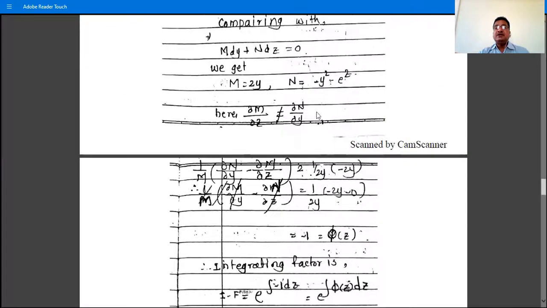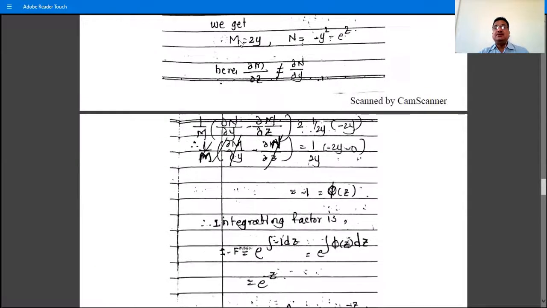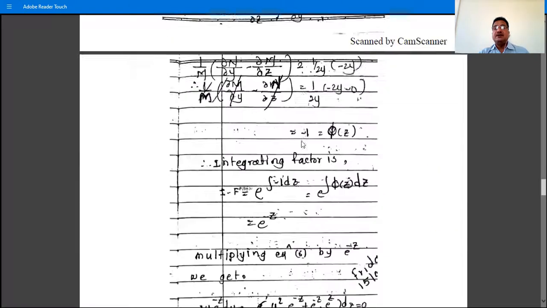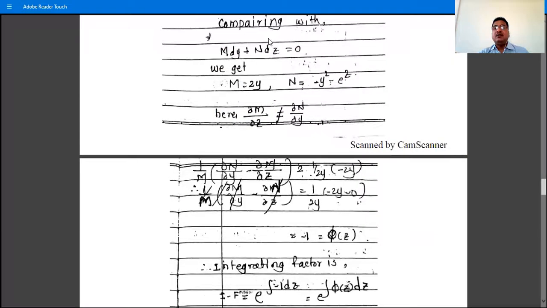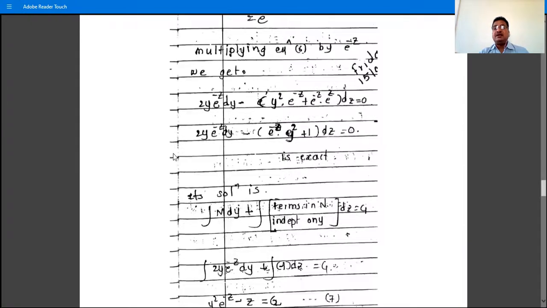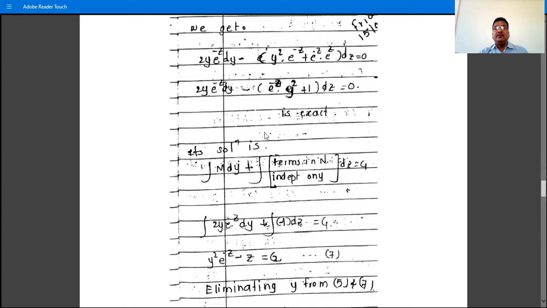So multiplying equation 6 by the integrating factor, that is e raised to minus z, what do we have? 2y e^(−z) dy minus e^(−z)(y² + 1) dz = 0. So 2y e^(−z) dy − e^(−z)(y² + 1) dz, and this becomes an exact differential equation now. After multiplying by the integrating factor, this is one of the rules of finding an integrating factor. So after multiplying by the integrating factor, the given equation is converted to an exact differential equation.